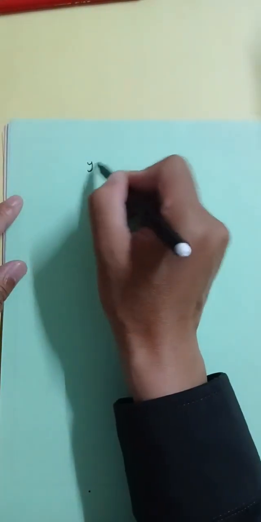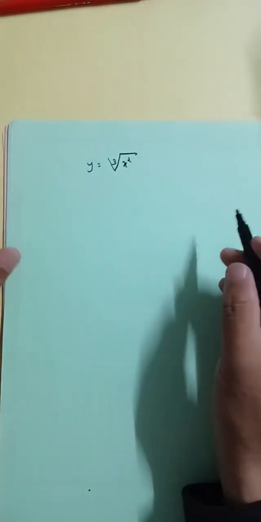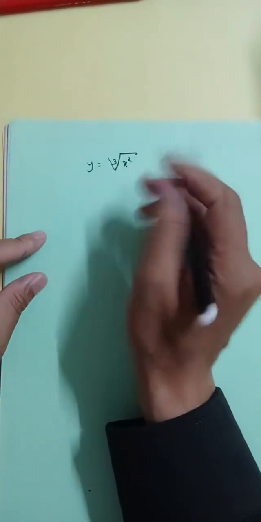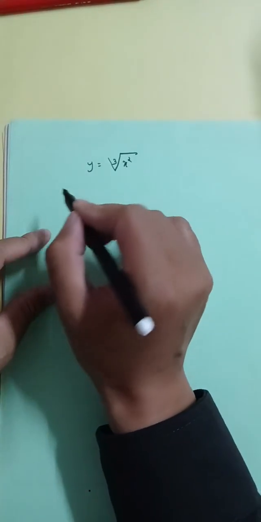The next question. If I have y equal to cube root of x square, earlier we had square root, but this time we have cube root. Now remove the root. So y equal to x, the exponent of x goes in the numerator, divided by the number in the denominator. Cube root is 3 in the denominator, fourth root is 4 in the denominator.